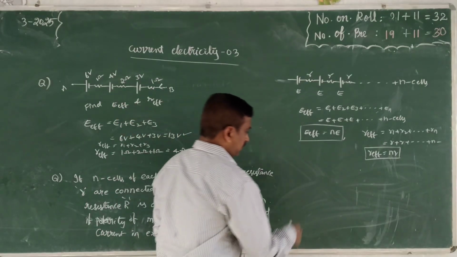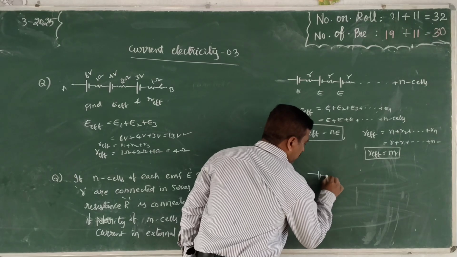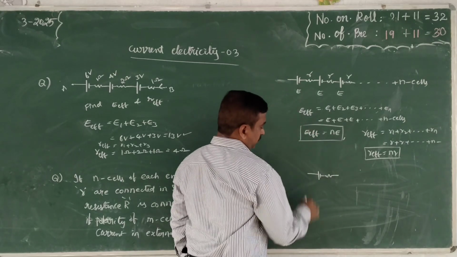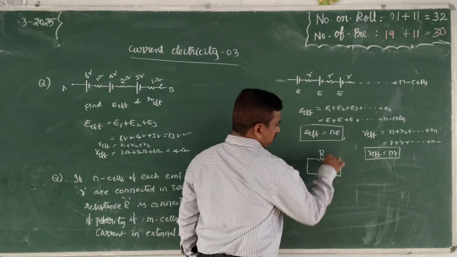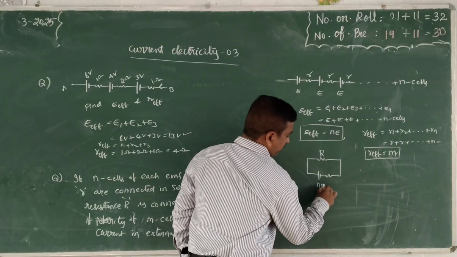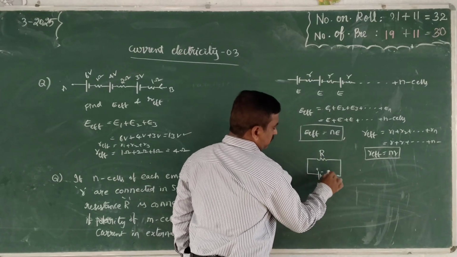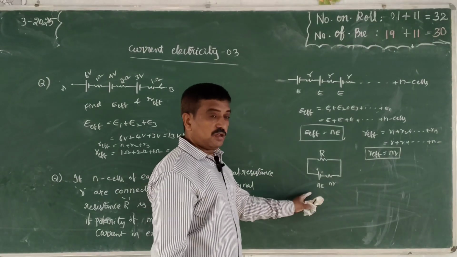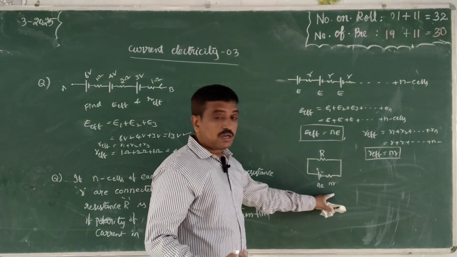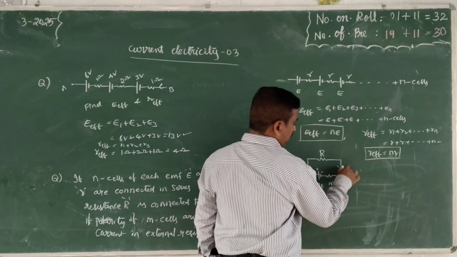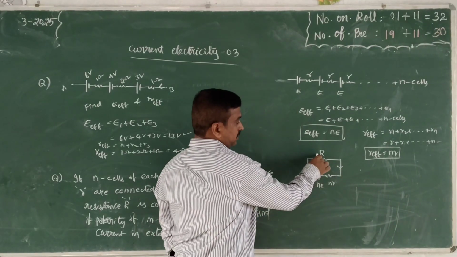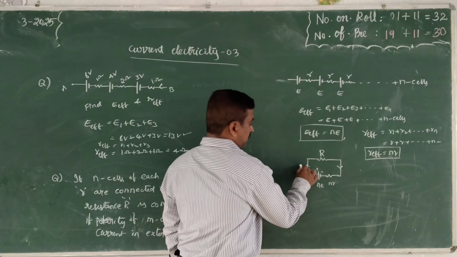These are connected to the external resistance. It is the external resistance, R. So the effective EMF is nE, the effective internal resistance is nr, and the external resistance is R. It is connected to the circuit. In this case the current is I.